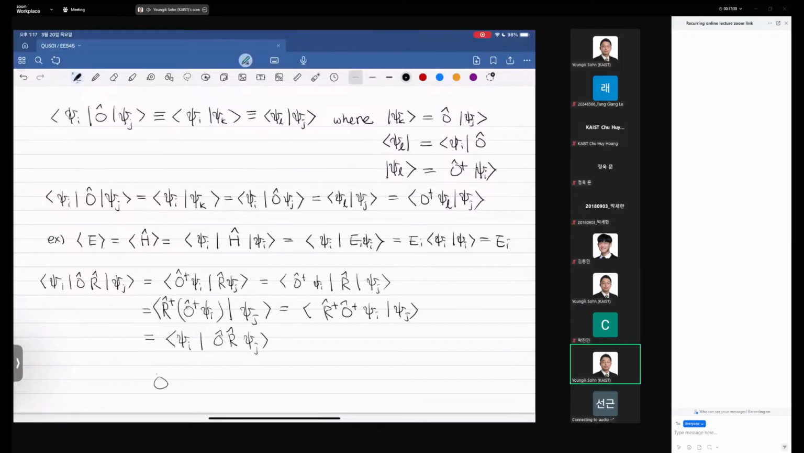And then remember, if you have operators combined together and you take the complex transpose, you take each of them and then swap their order. All right. Same with the matrix.